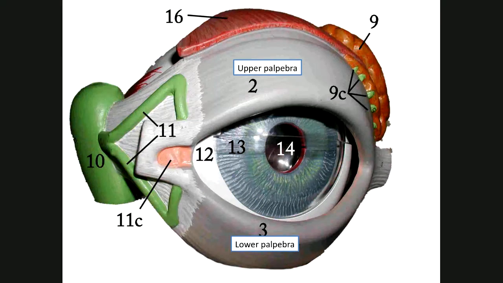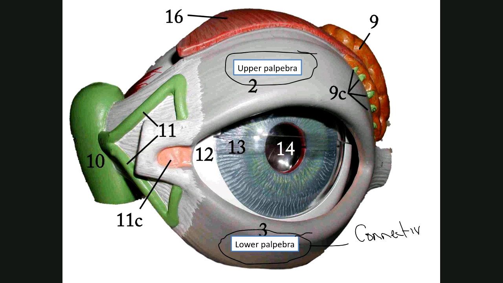So we have an upper palpebra, upper eyelid, and a lower palpebra, lower eyelid. And what they're made out of is connective tissue covered in skin. So there's a connective tissue plate, if you will, that's covered in skin. And then, of course, we have eyelashes and so on.